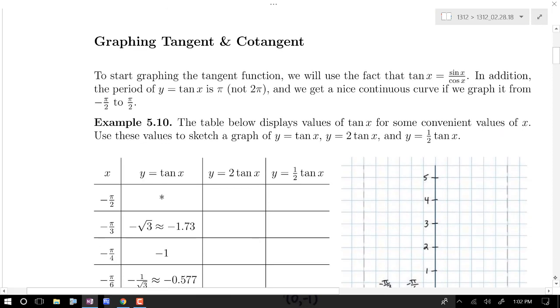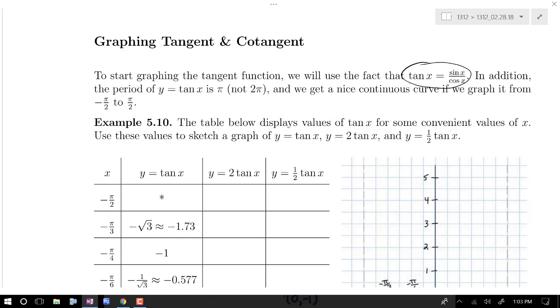We're going to begin by working on graphing the tangent curve. I've filled in a lot of the function values, and there's no mystery in how we get them. We use the fact that tangent is sine over cosine. Using that fact in the unit circle, it's easy enough to see that at negative pi over 3, the value of tangent will be negative root 3.